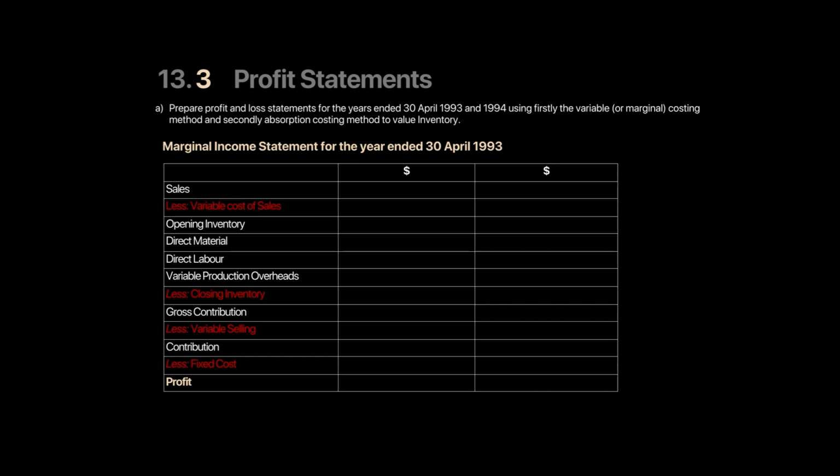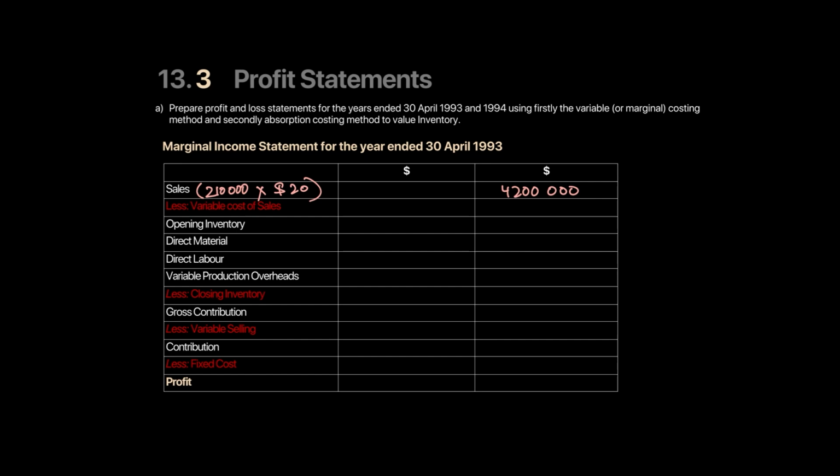Alright, so they're asking us to first draw the marginal income statement. So I'll do it for 93 and also absorption. You can do 94 yourself. Alright, so let's start filling in the numbers. Sales. So we just saw the number of units sold are 210,000 units and the selling price per unit was $20. That becomes 4,200,000 or 4.2 million is your sales.